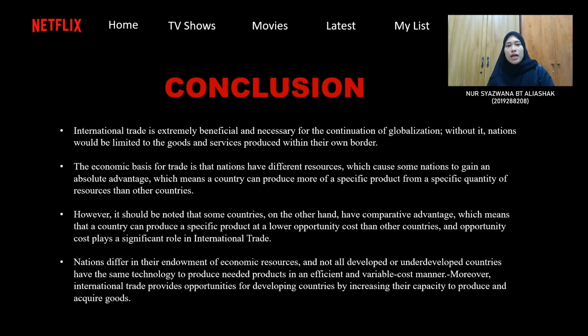Furthermore, a well-functioning national competition regime is insufficient to meet cross-border competition challenges. Moreover, international trade provides opportunities for developing countries by increasing their capacity to produce and acquire goods. However, it should be controlled in order to avoid the closure of some local businesses.